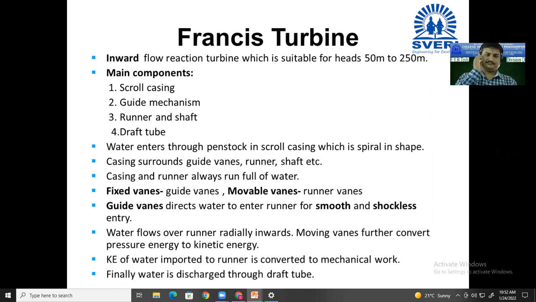Next point. Water enters through penstock in scroll casing, which is spiral in shape.